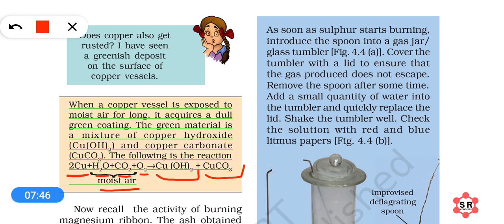Now we know that metals react with oxygen to make metal oxides, which are generally basic in nature. Now let's understand how non-metals react with oxygen.